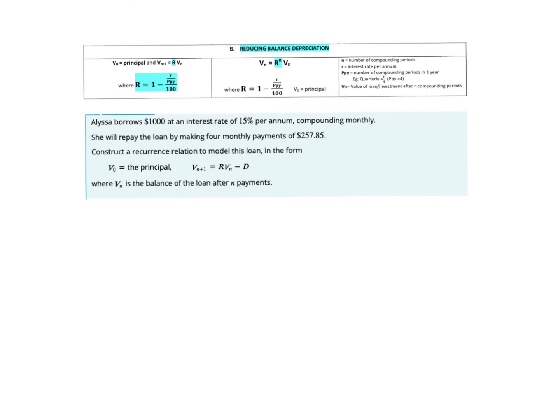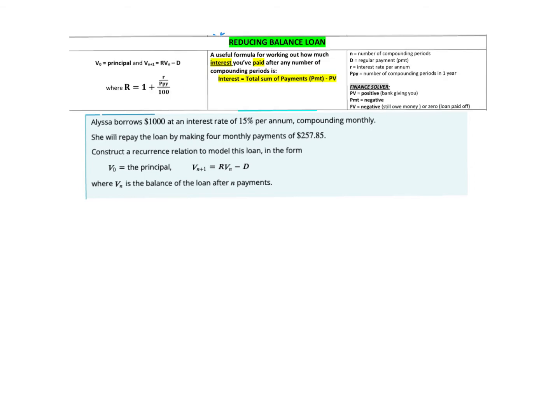So a lot of this comes way more clearer once you do actual questions. As I said, on your cheat sheet, we have a reducing balance depreciation. Sorry, we had the wrong one, so we found the right one on our formula sheet. So it's the reducing balance loan one.